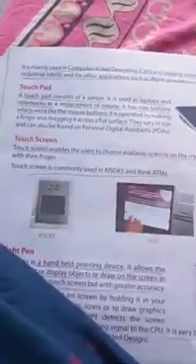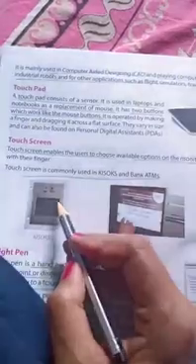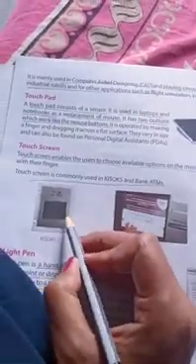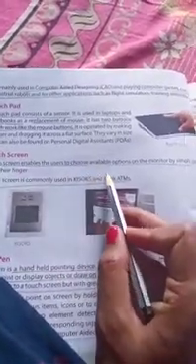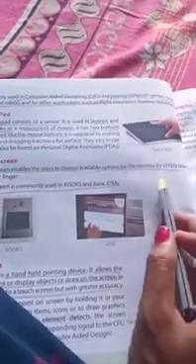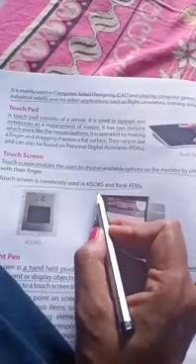Now touch screen. When we go to an ATM for some transaction, we touch that screen to give some instruction. That is also a touch screen. In our mobile phone we have a touch screen. So touch screen enables the user to choose available options on the monitor by simply touching the screen, and it is commonly used in kiosks and bank ATMs. Now we have light pen. We have a pen with which we can hold and touch the screen. That is called a light pen.